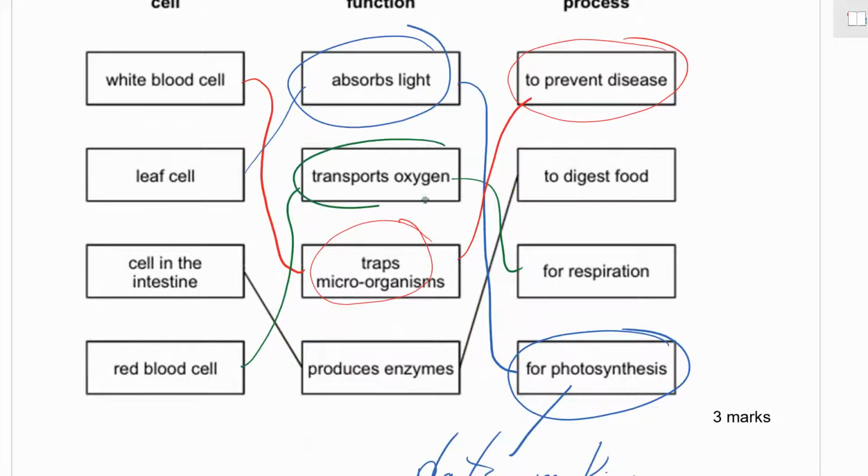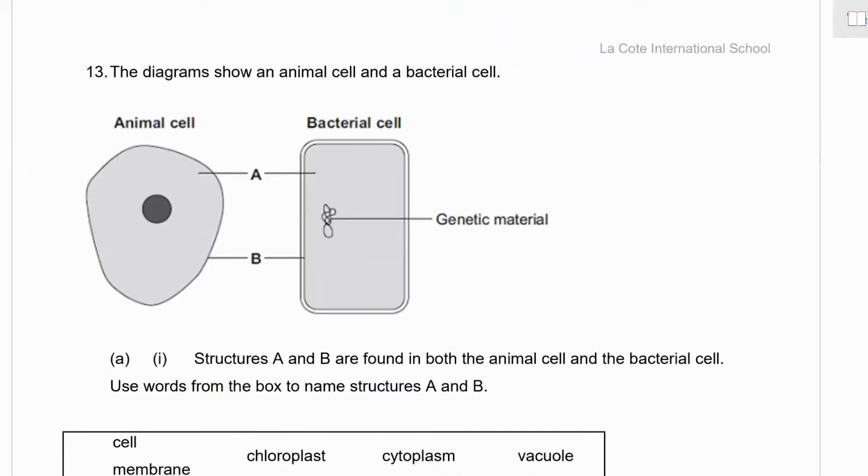So red blood cells transport oxygen for respiration. Respiration being that process of you gaining oxygen so that you can essentially use sugar to give your cells energy.